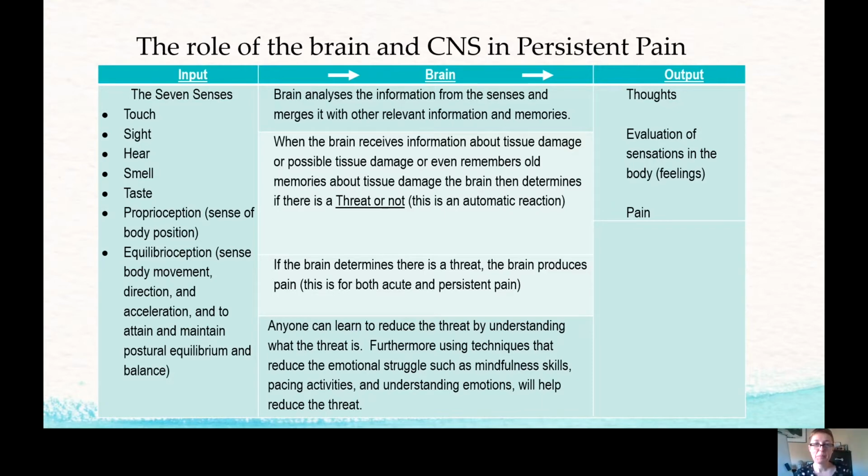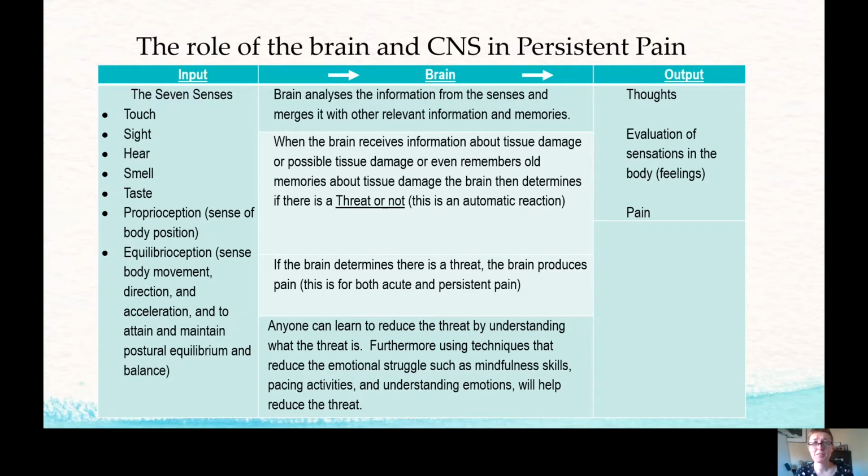And then our big brain, with all of its hundreds of thousands of neurons, analyzes the information from the senses and merges it in with relevant past information, knowledge, and memories. So you can think back to the checkerboard illusion. You weren't consciously thinking, oh, I've seen a checkerboard before. But your brain was doing that itself, looking at the squares and the patterns and analysing it all. And that's how it was giving you the illusion of the different colours.